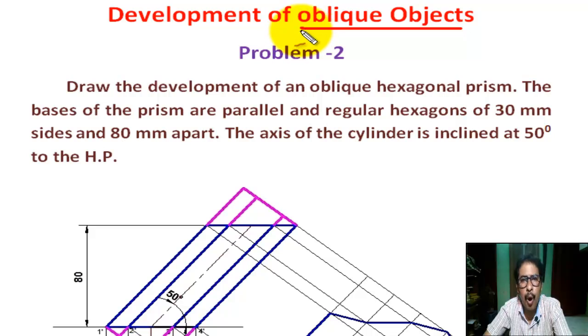Examples of oblique objects: oblique cylinder, oblique cone, oblique prism and oblique pyramid, etc. The axis of an oblique object is inclined to the HP and inclined to the base.